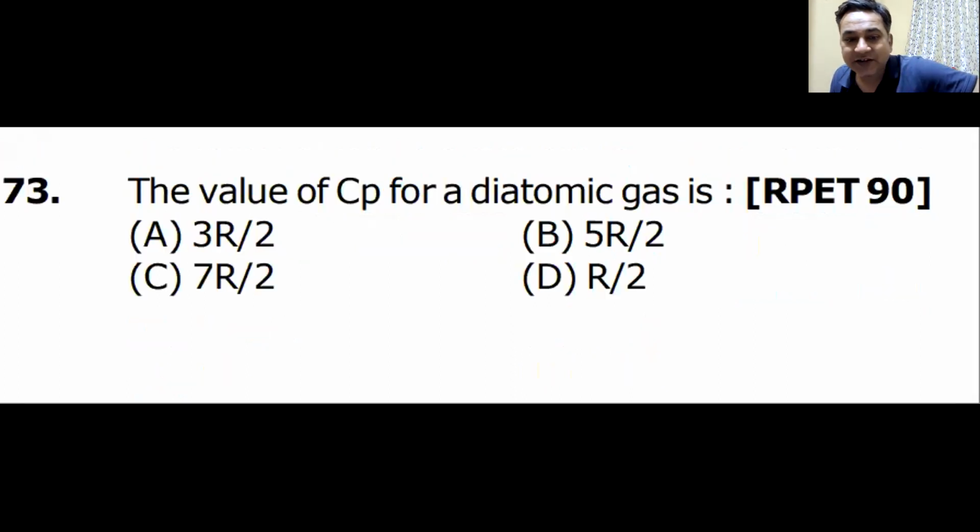Okay, then this one, you see? So simple questions. The value of Cp for a diatomic gas is... It can't get simpler than this.